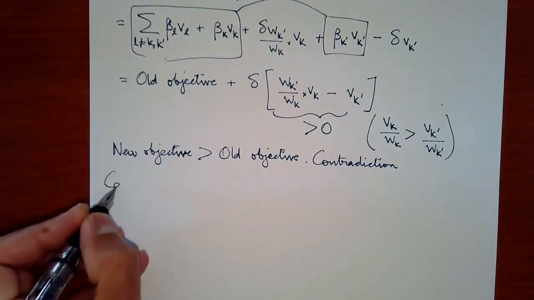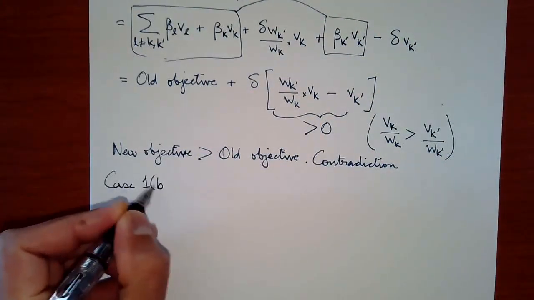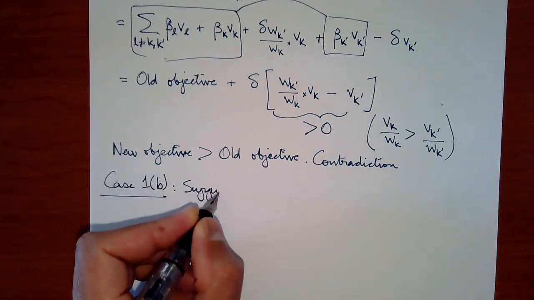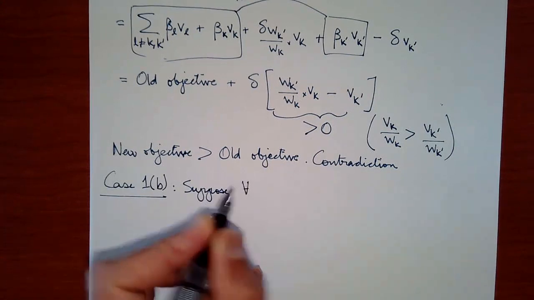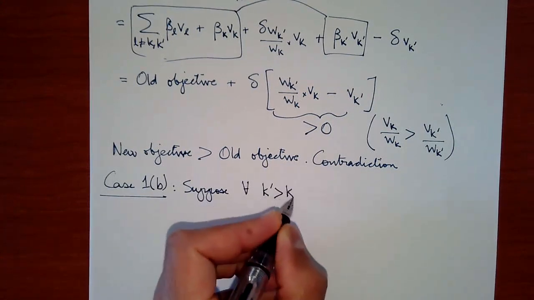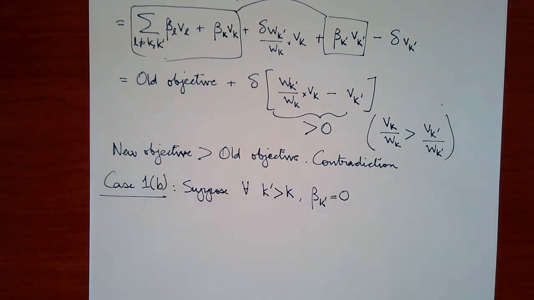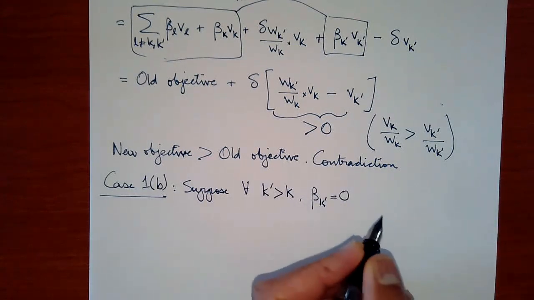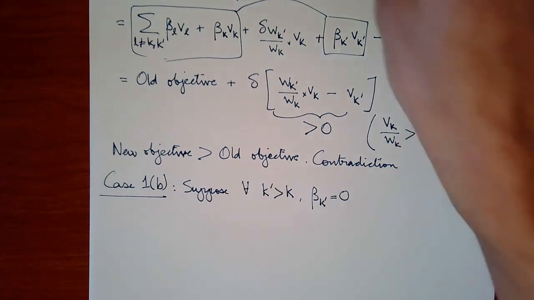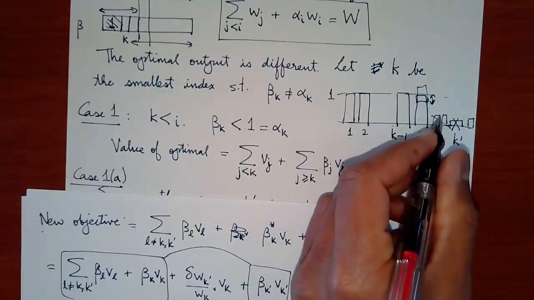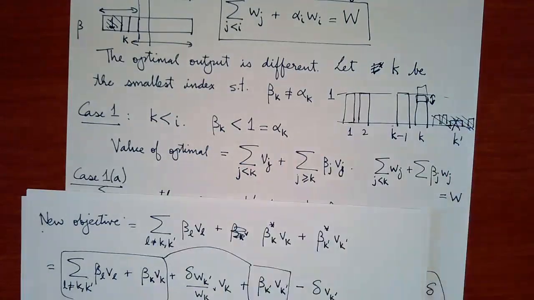Okay, so case 1b is going to be much easier. So suppose for all K prime greater than K, beta K prime is equal to 0. So you don't have anything here. All of this is 0. Okay, now what is the proof?